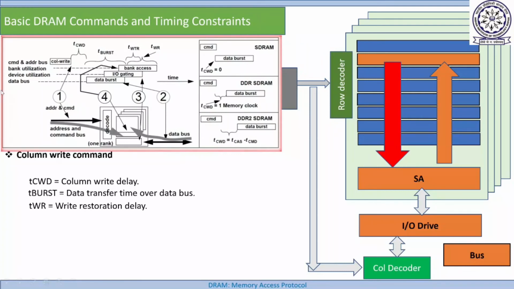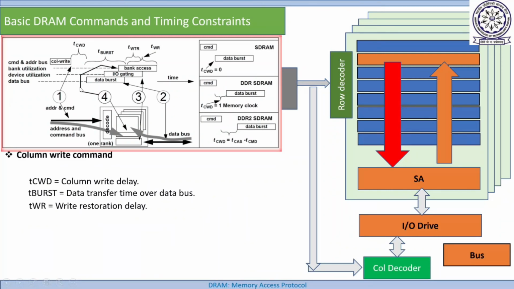It is showing here. If you see here, first of all, the controller is sending a column write command. It will take t command time as usual, and then the command will be issued. After issuing the command, the controller will take TCWD time, that means column write delay time. Then after this time, it will write the data to the data bus.